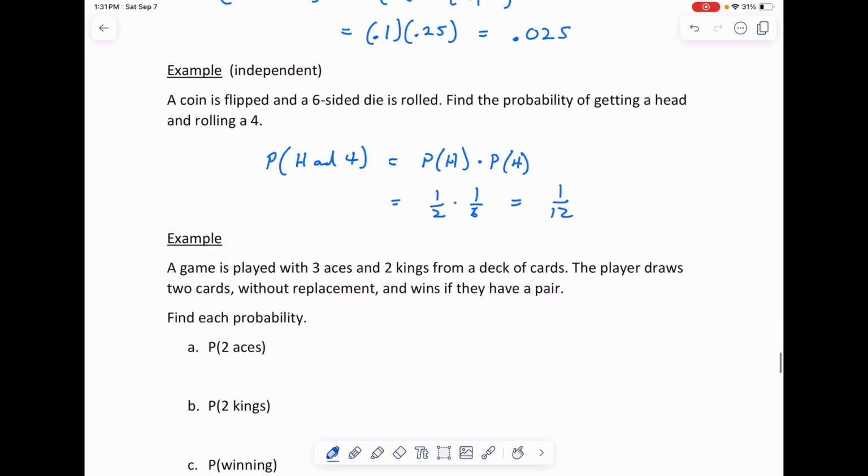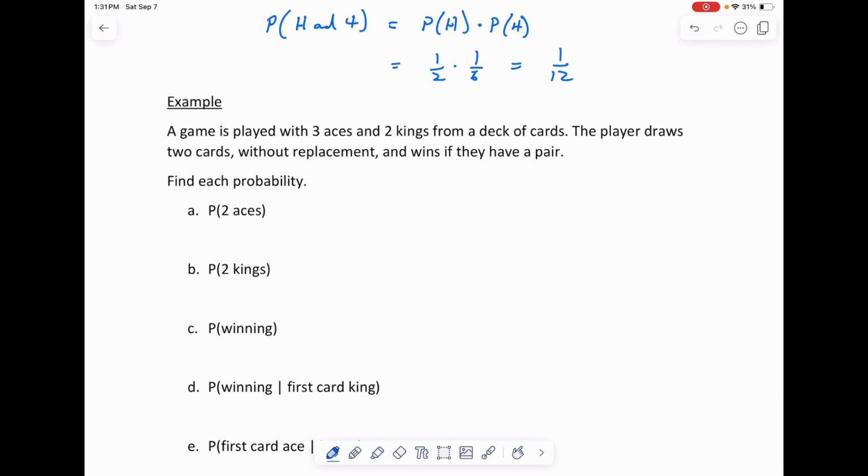Okay. All right. Let's do one more problem of probability here, and then we're going to get into some counting principles. So this is a situation where we're going to play a game with 3 aces and 2 kings. We've got basically 5 cards. And the player draws 2 cards without replacement and wins if they get a pair. So they draw a card, it's an ace, they set it aside. They draw another card, if that's also an ace, they win. Same thing would happen if they drew the 2 kings. Find the probability of each.